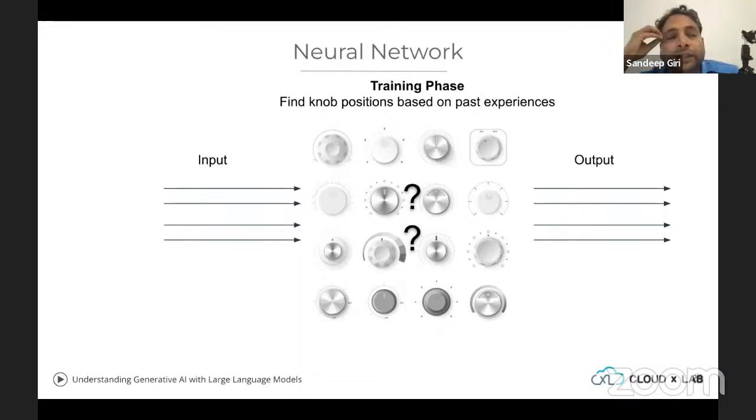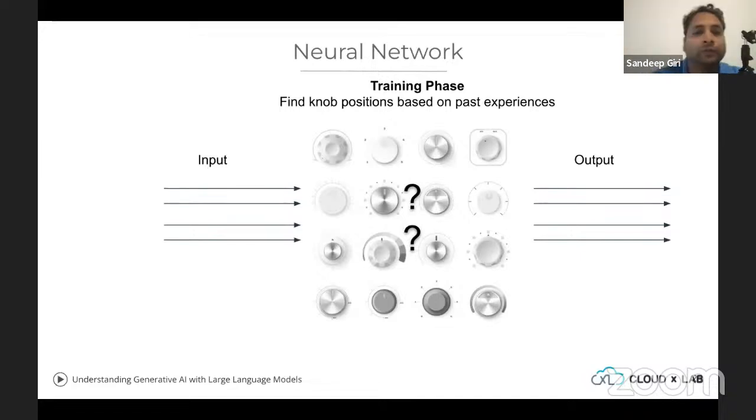In the same way, you can visualize the neural network: we have lots of inputs and expected outputs, right? In order to match the output to the expected output as we feed the input, we need to twist these knobs. The neural network is nothing but, say, billions of knobs. The powerful computer would twist these knobs and figure out the perfect position of knobs that gives us the output. This perfect position of knobs is called the trained model, and this phase is called the training phase.